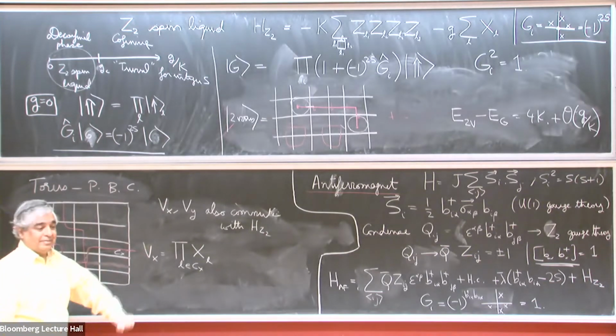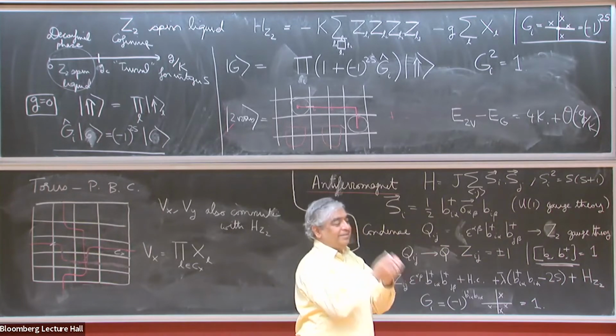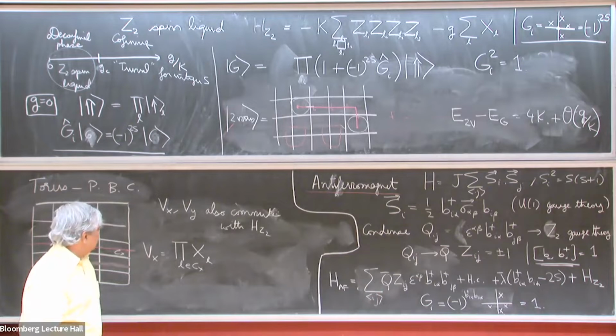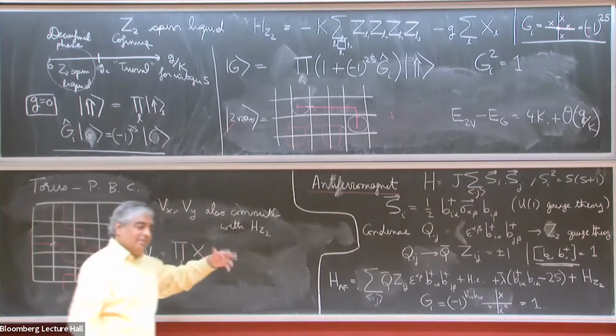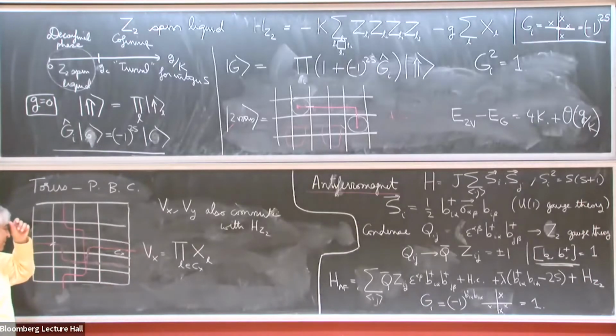There are two new operators that come up, and they only come up when you have periodic boundary conditions. If you have an infinite system, there's no way to define them, because there will be things at the edges that will lead to some problems. Okay.